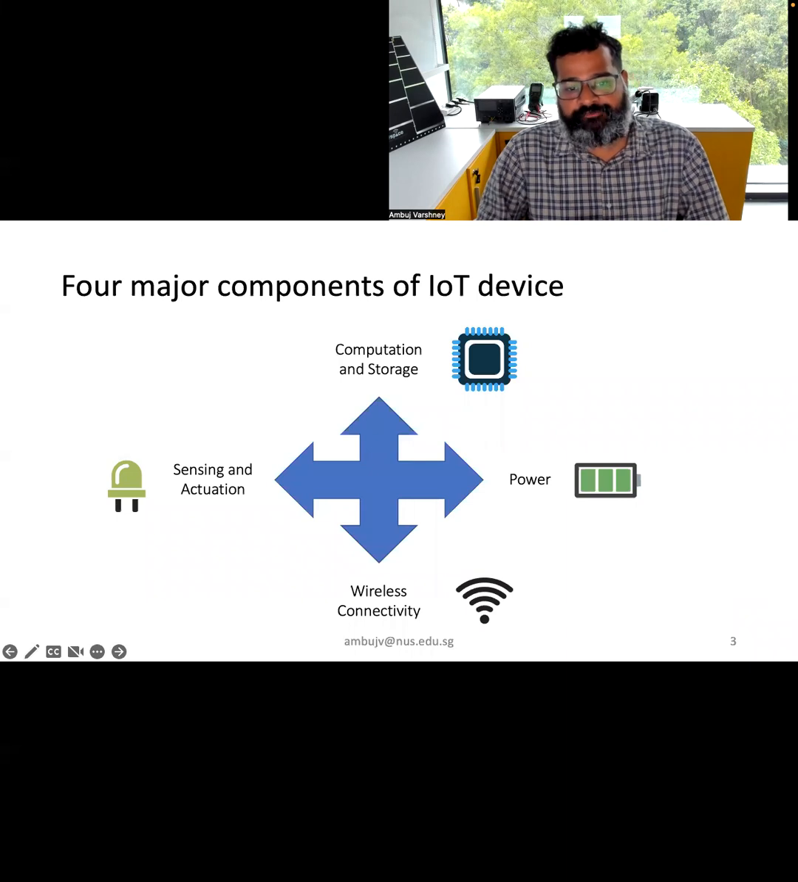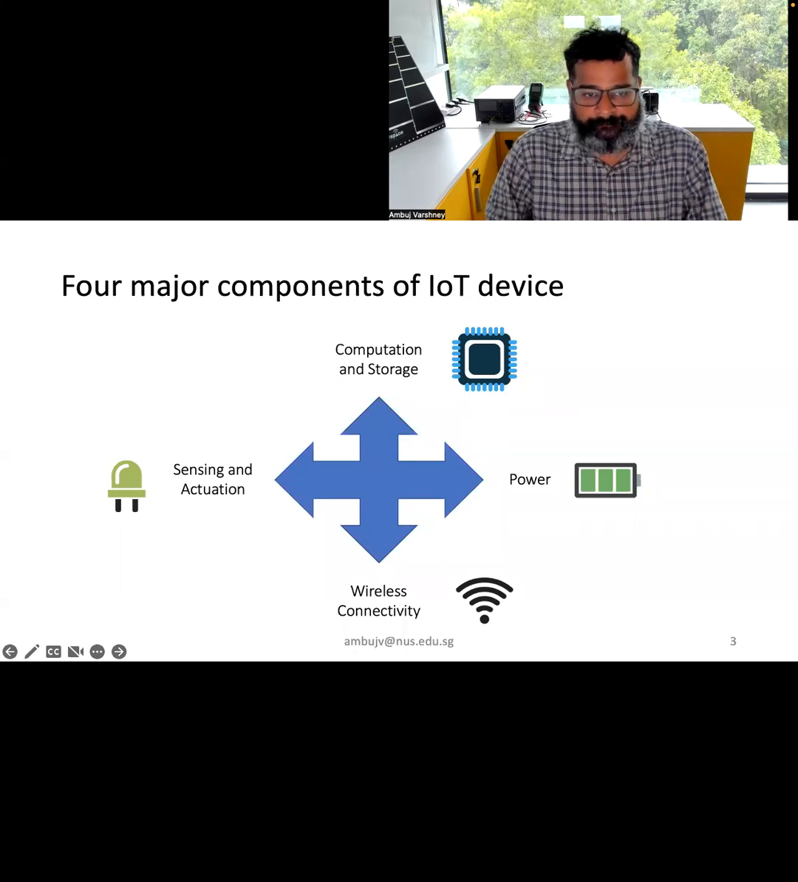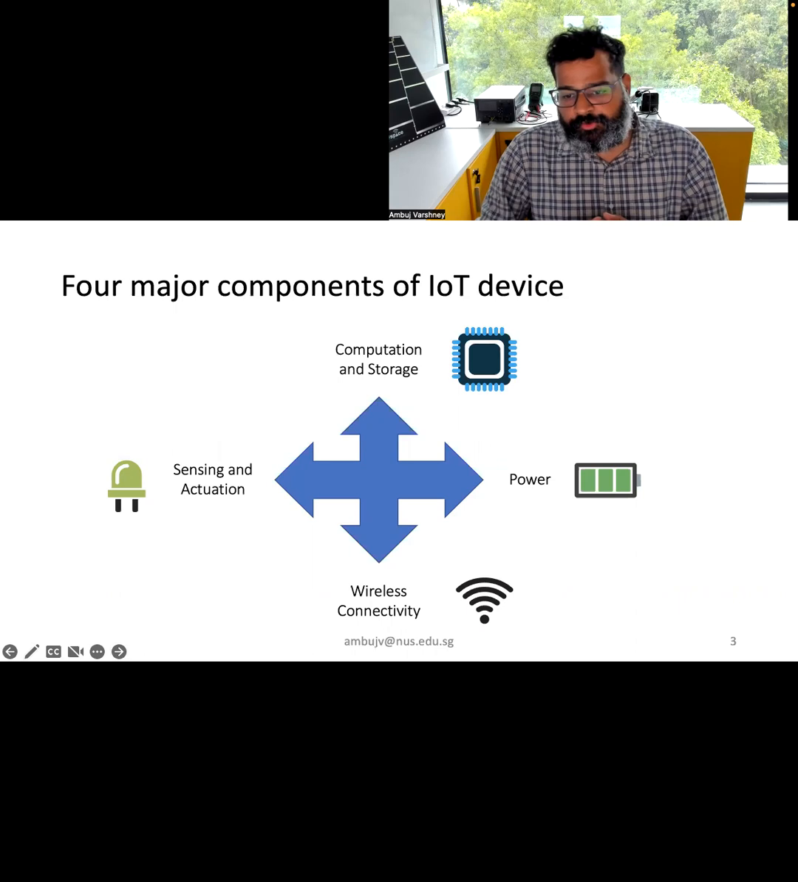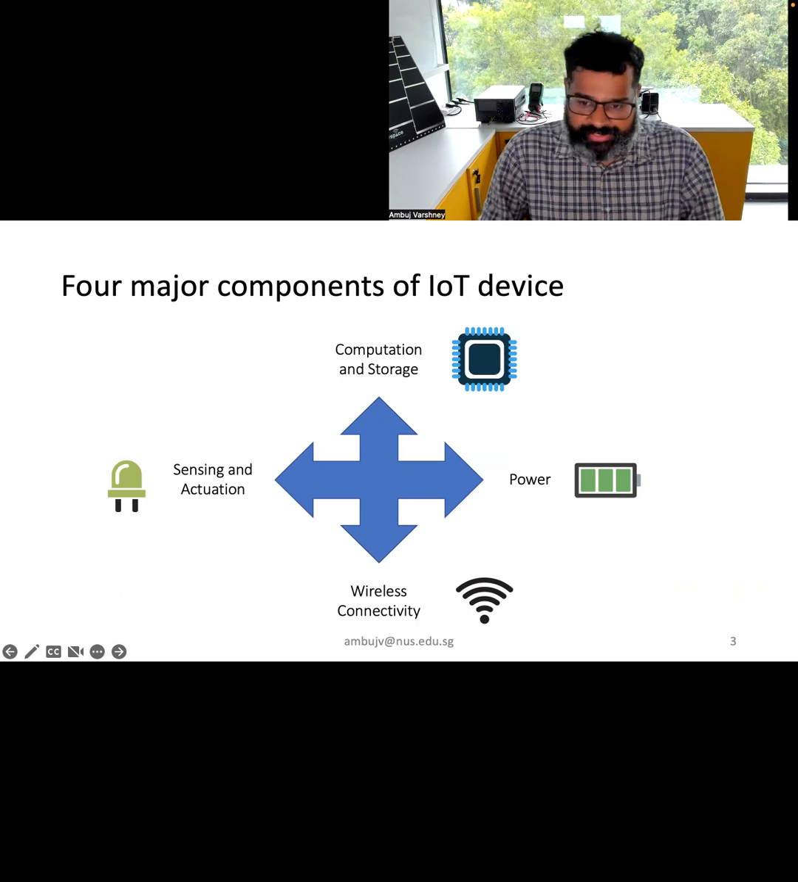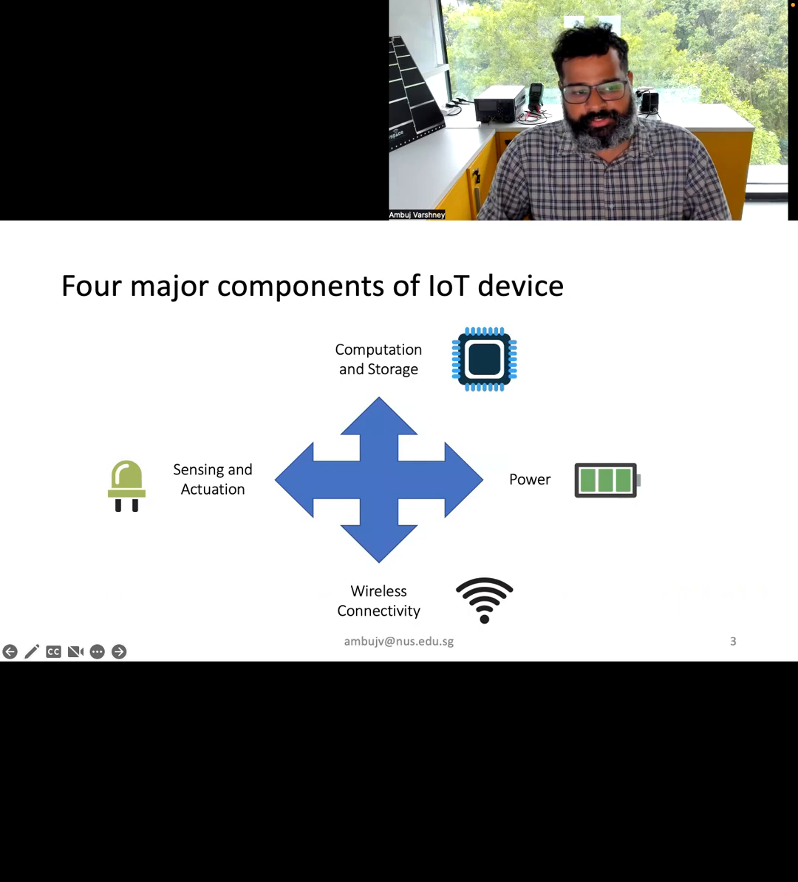Let's examine the significant components and the tasks of IoT devices. These include computation and storage, sensing and actuation, power management, and wireless capabilities. In this course, we will delve deeper into each of these tasks with a particular focus on the wireless connectivity or wireless networking. So let's quickly look into what each of these tasks are.